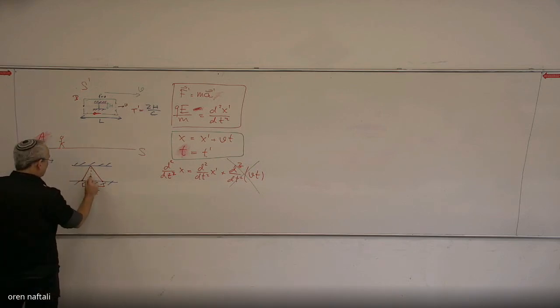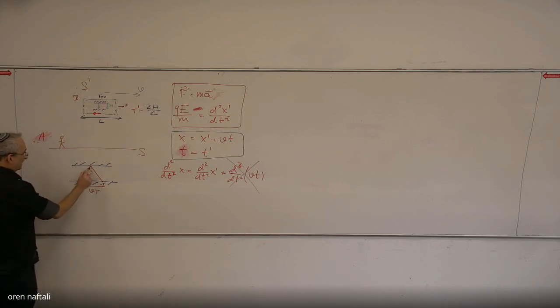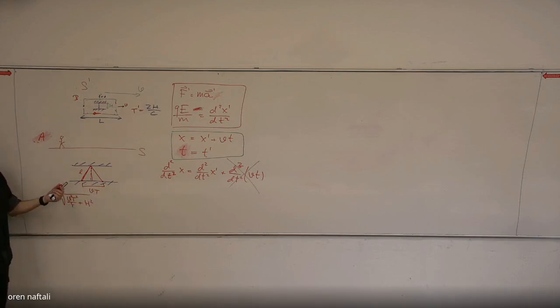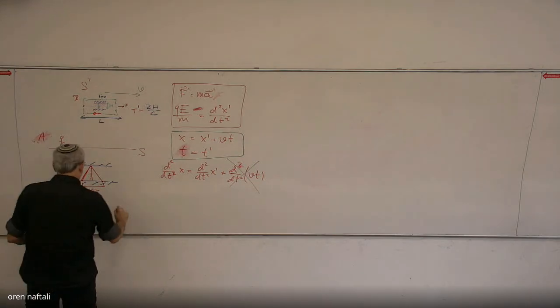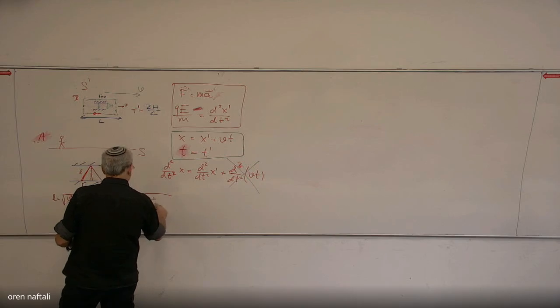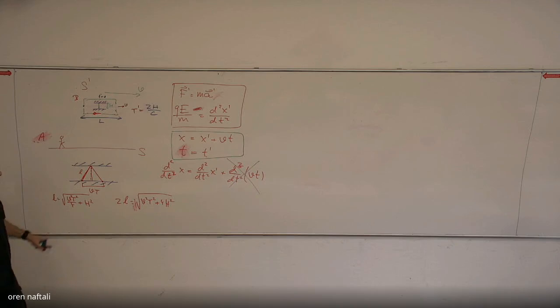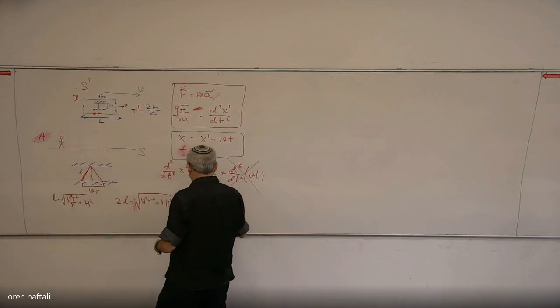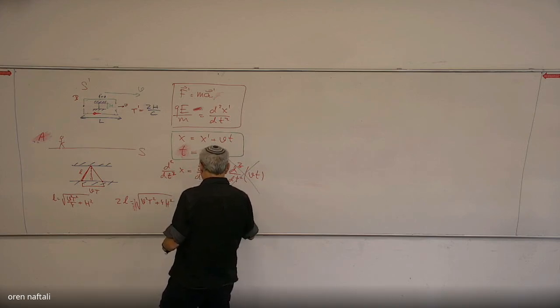So now this is Vt over 2, and so this length, let's say L, is the square root of V squared T squared over 4 plus H squared, this is H, by Pythagoras. Okay? So the total distance traveled by the light ray when it goes back and forth will be 2L, so we can write it as the square root of V squared T squared plus 4H squared. And the time required to do that is 2L over C, so cT is the square root of V squared T squared plus 4H squared.